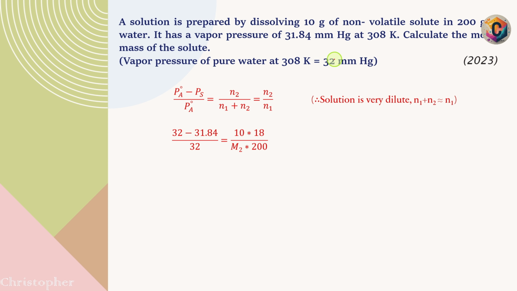Got it? And then here, I'm going to find out number of moles of water. Finding number of moles of water, what's the formula again? Mass by molecular mass. So mass of the water taken here is 200 gram. Molecular mass of water is 18. So 18 is brought to the numerator.